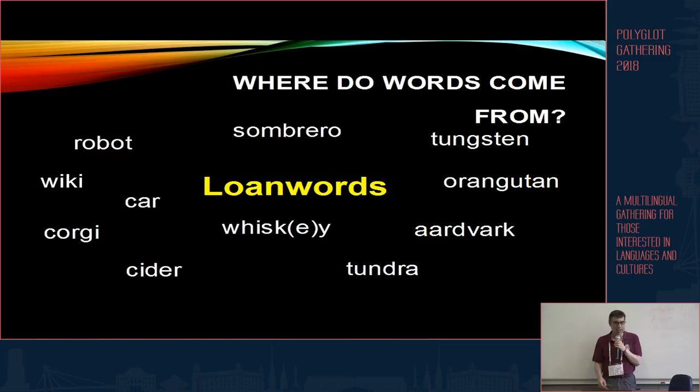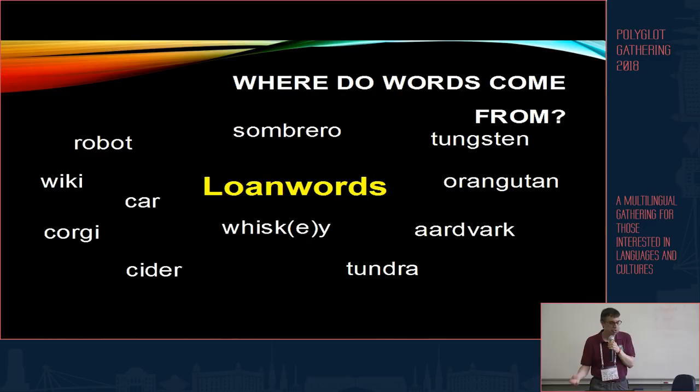Sombrero? Spanish, exactly. Tungsten. Swedish, yes, exactly. Orangutan. Malay. It means the man of the forest. Aardvark. Any ideas? Afrikaans, yes. Earth pig.